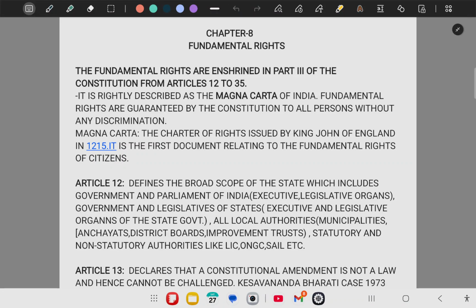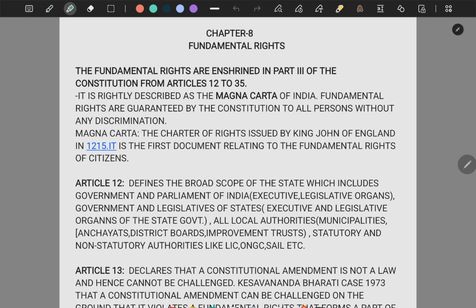So we've come to chapter 8, which is fundamental rights. This chapter is going to be a bit long because fundamental rights is very important. To make sure that you understand more, and since more information is important and it can come in any form of question, that's why I feel that fundamental rights is important, so I made it long. Now comes the fundamental rights.